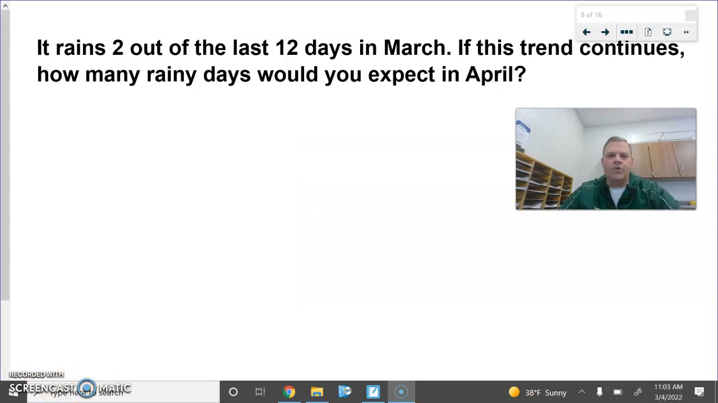If it rains 2 out of the last 12 days in March, and this trend will continue, then how many rainy days would you expect in April? I will tell you that there are 30 days in April. Please turn to your neighbor and see if you can come up with an answer.